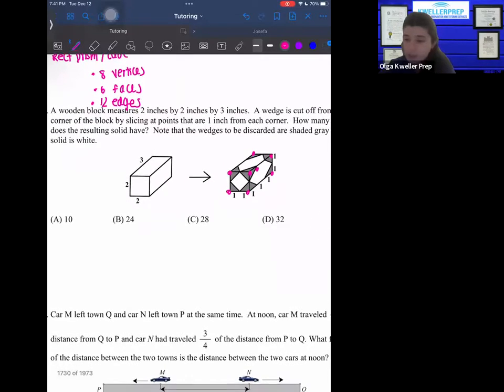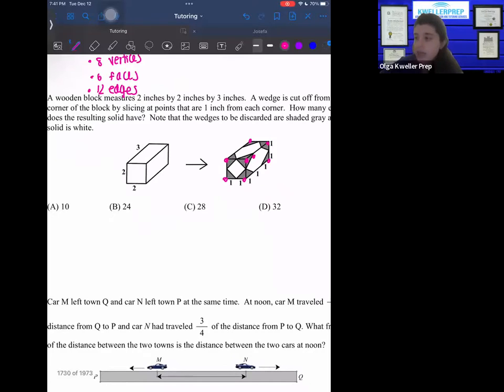So looking at this cube, basically what they're telling us is at each vertex, they cut a wedge out of it. And from that wedge, we form these 3 edges that we can visualize on the picture. So we have 8 vertices. At each one, there's going to be 3 edges, right? So now we've got 24 edges.